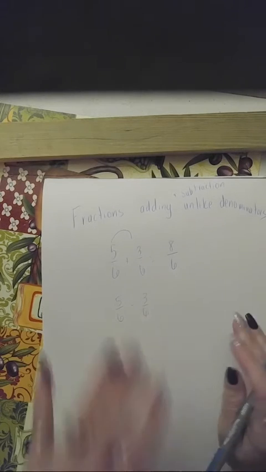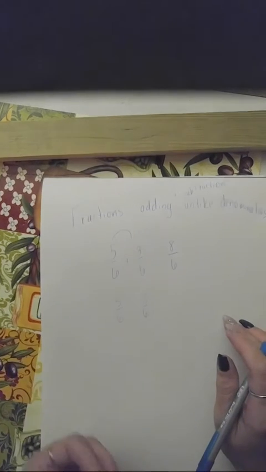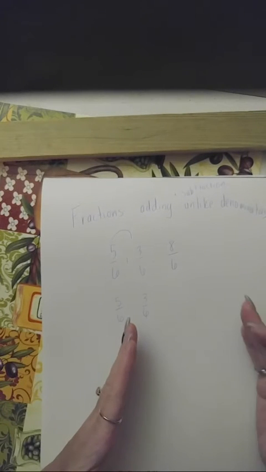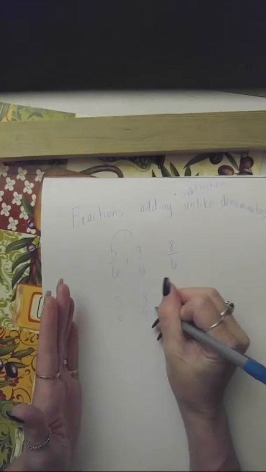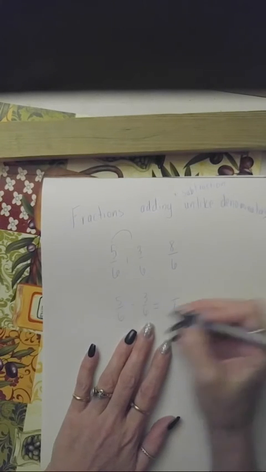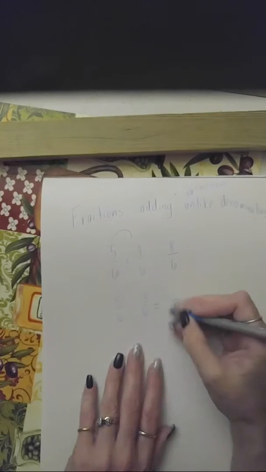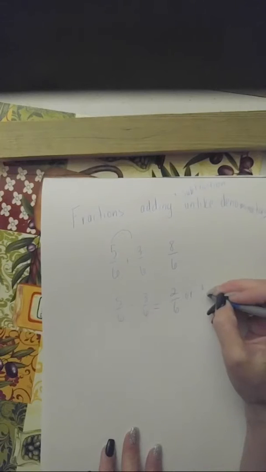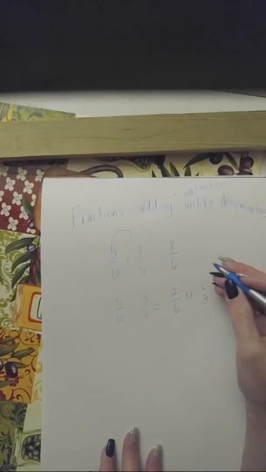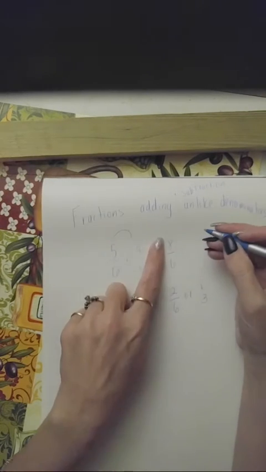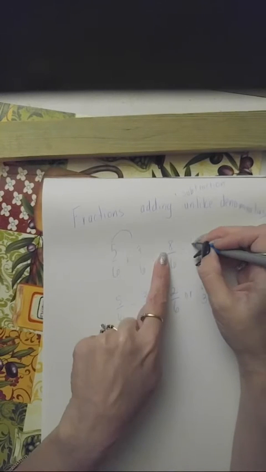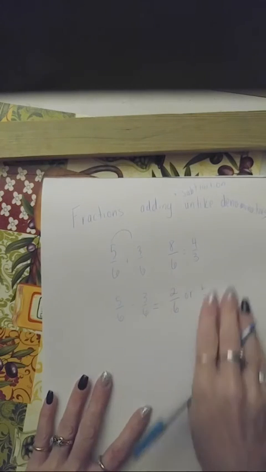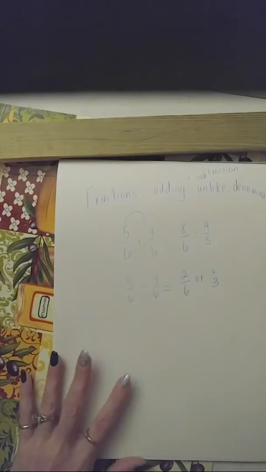Denominators don't change. Now, the reason why is because you can't take or add pieces that are different sizes. So you have to make them the same sizes in order to add or subtract them. And that's why the denominator stays the same, because the size of the piece for all of them is a sixth. And this would be 2/6, or its equivalent, which is 1/3. This one, if I were to put this in simplest form, would be 4/3. All right, so now that's a little quick reminder of how we add and subtract fractions.